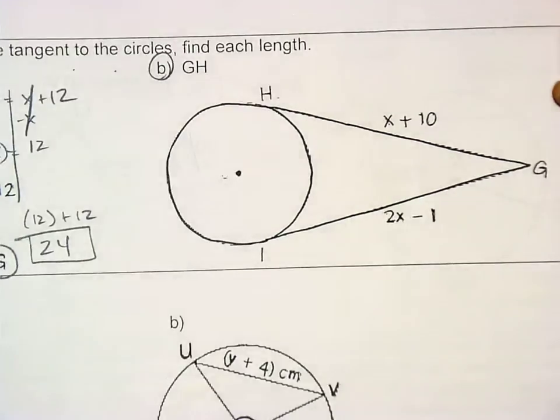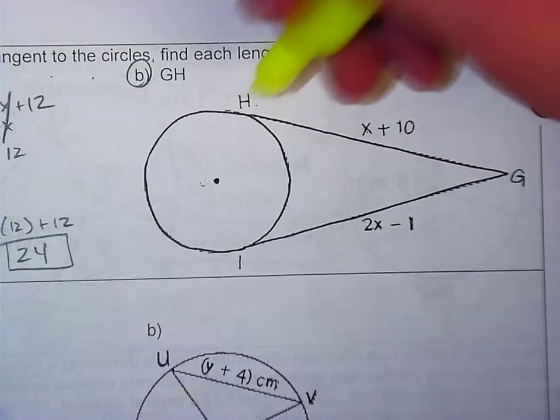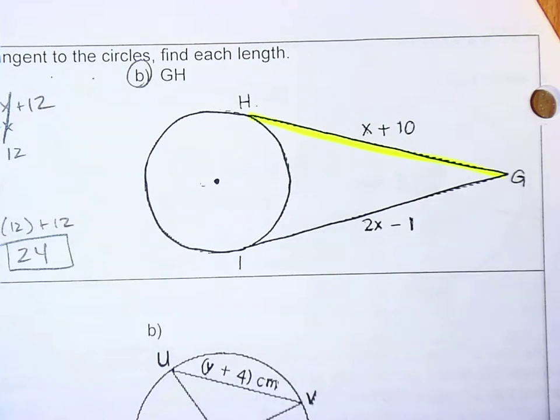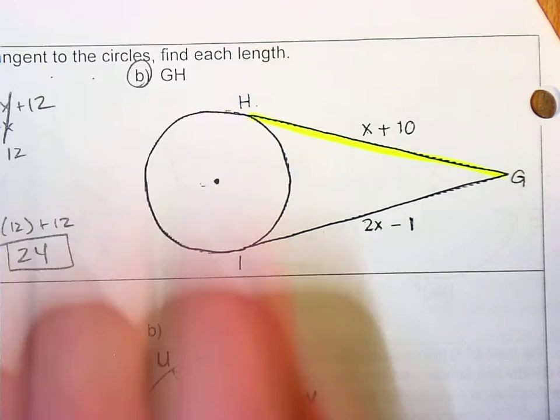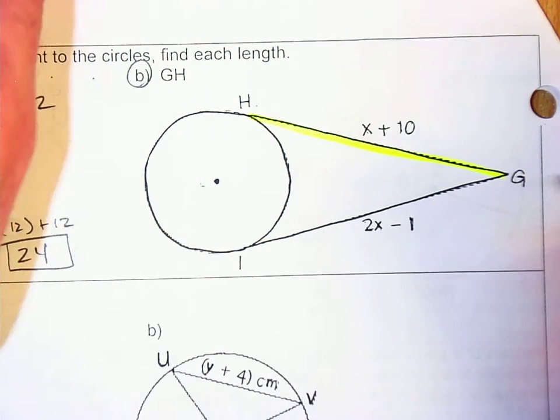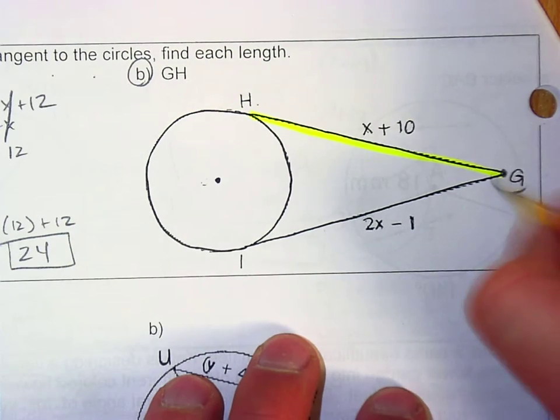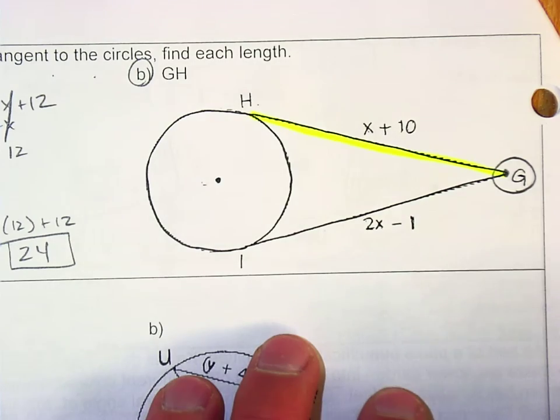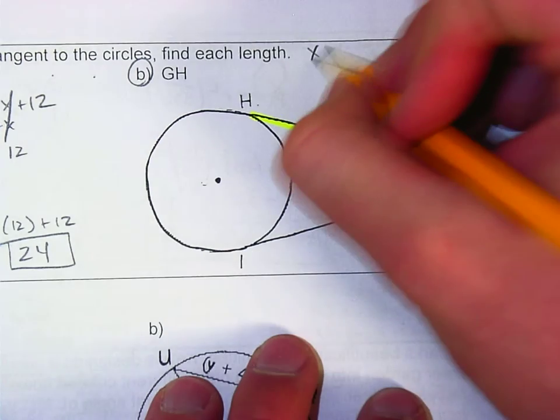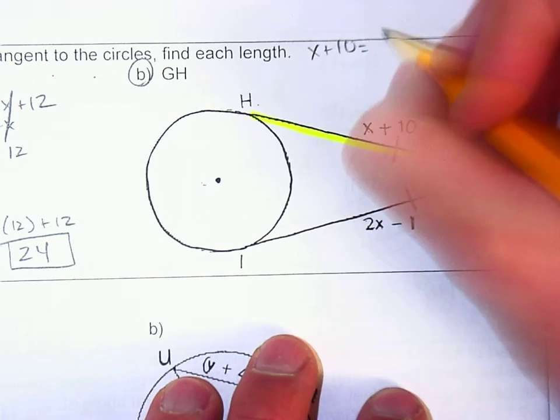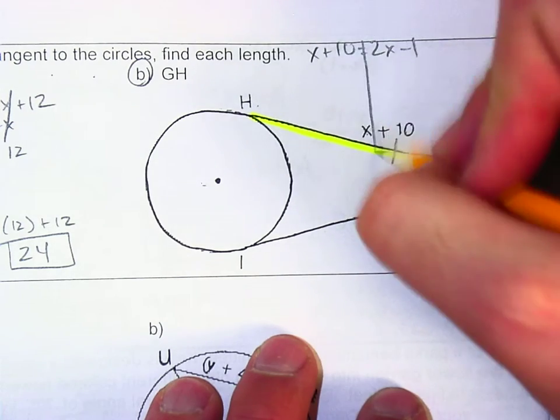Over here, they want GH. Right? GH is this piece right here. Well, again, these are both tangent, and they come from the same point. So I know that they're equal. And so x plus 10 equals 2x minus 1.